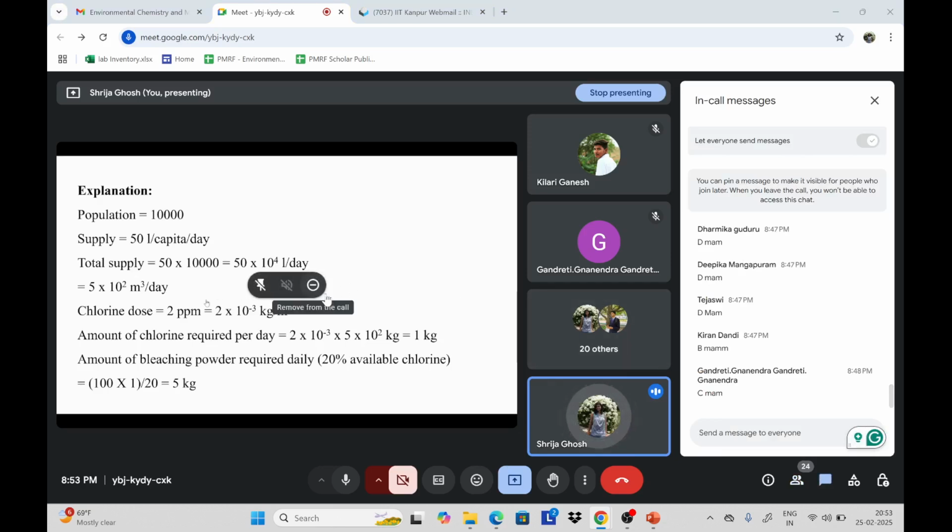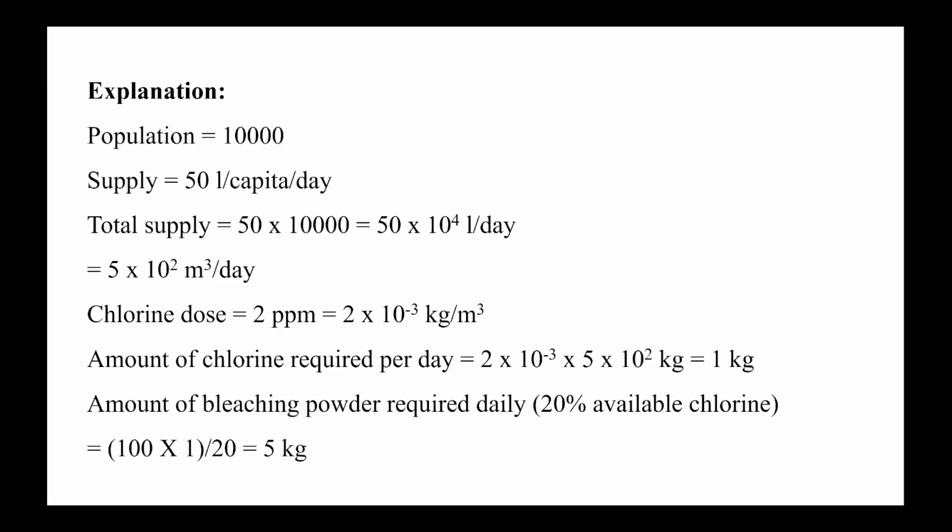So we have the population as 10,000. Supply would be 50 liter per capita per day. So total supply would be 50 into 10 raised to the power of 4 liters per day. Or we can write it as 5 into 10 raised to the power of 2 meter cube per day, since 1 meter cube is equal to 1000 liters. That is the total water supply.